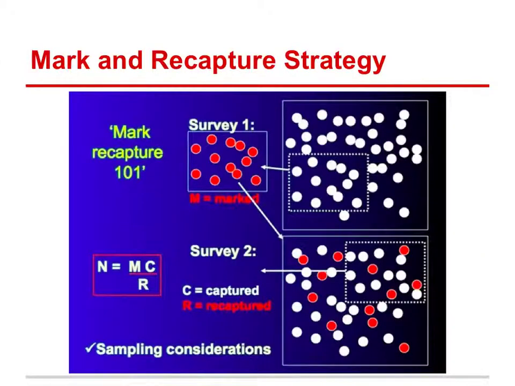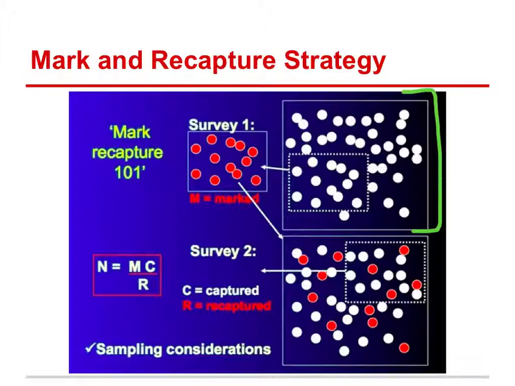Here we see a visual representation of this method of mark and recapture. So let's take a look. Let's use a different color here. Let's use green. Okay. So this is our total population. Our total population of dots, or of, for example, let's use turtles. Turtles are easy to imagine.